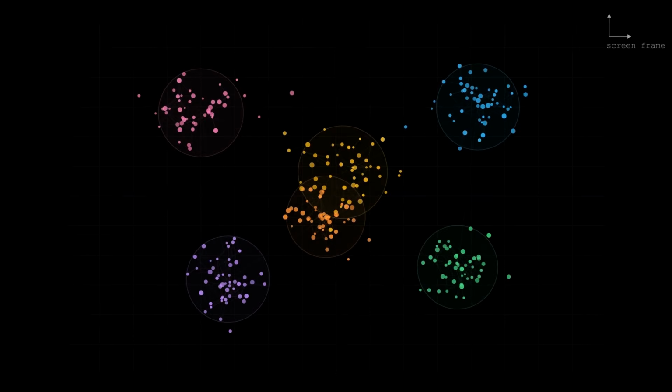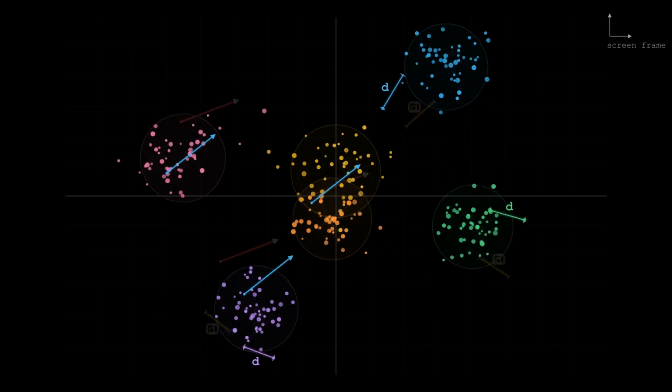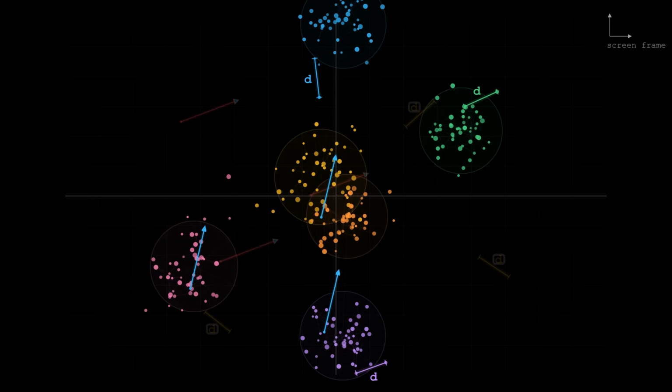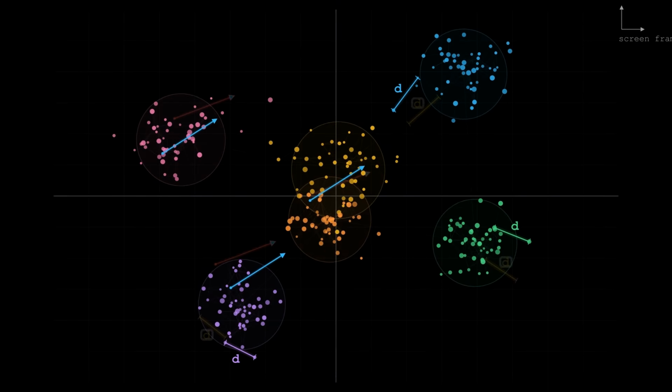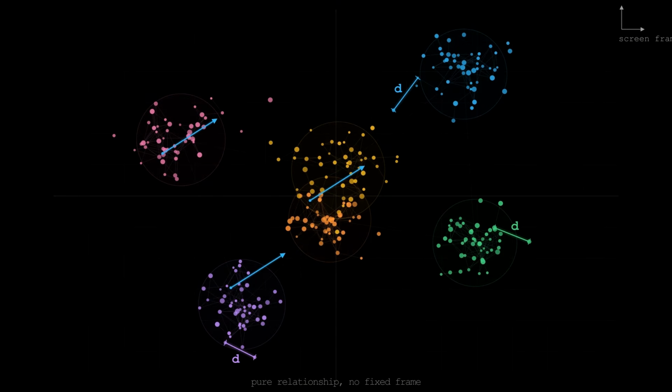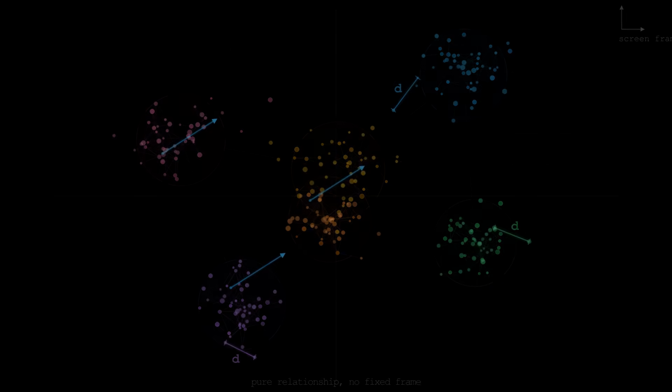If you rotate the entire embedding space, spin the whole map, every relationship is preserved. The arrows stay parallel to each other, the clusters stay intact, the distances hold, but the directions have completely changed, which means the actual directions don't even matter.